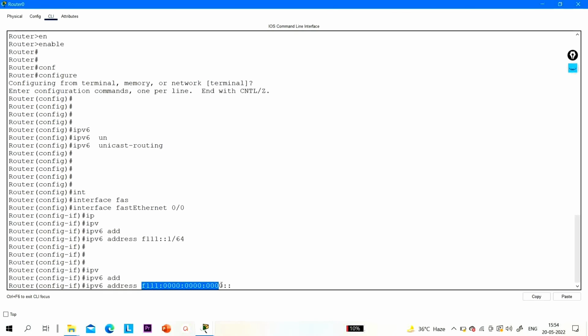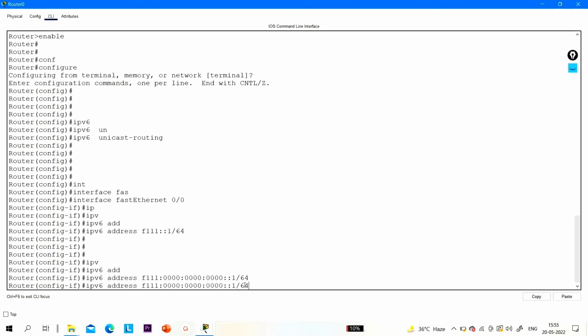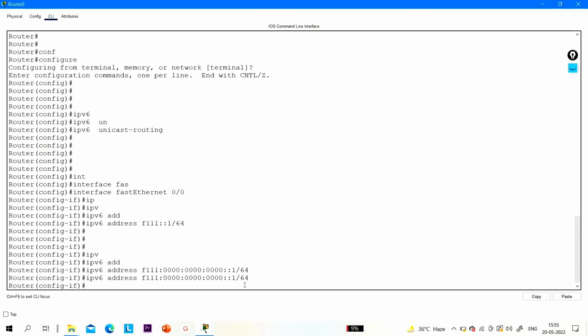How many fields are there? 1 2 3 4, right? After that 1, that means there are 5 fields, means between the dual colon there are 3 fields, right? So 3 fields are consecutive 0. Now you can type 000 like this also. Okay guys, there is no difference between these two IP addresses, both are the same.